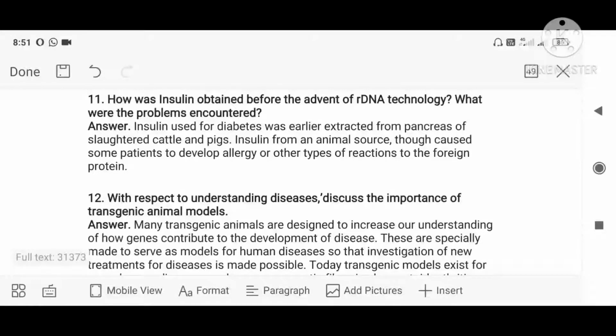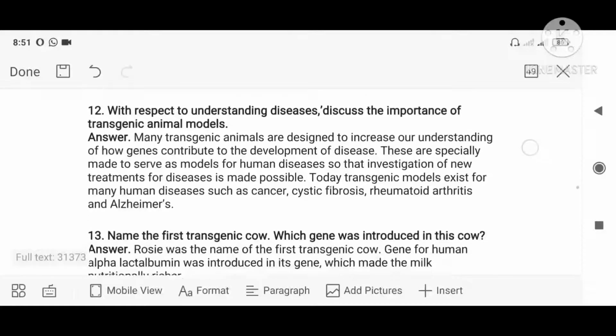Before that, how was the insulin obtained? From slaughtered cattle and pigs, from there the insulin was taken and it was used. But what was the problem with that? They were causing some allergic reactions, isn't it? Since it is not equivalent to human insulin, they were causing some allergic reaction. That is why we developed what? rDNA technology for developing insulin nowadays.